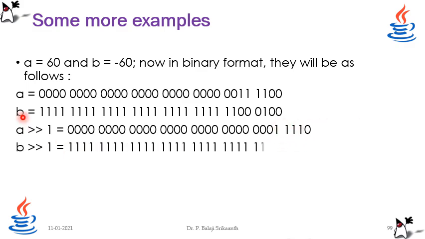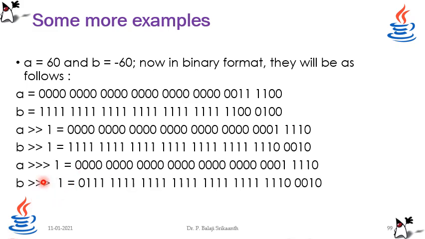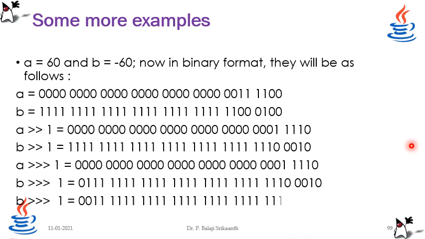Again, when I shift B, see here, this 0 is discarded. That's why we are getting it like this. When I shift A once to the right with triple shift, it keeps on pumping zeros here. See here, in the case of double shift, since it is 1, you start pumping in ones from the left end, whereas in the triple shift, it is pumping only zeros, irrespective of whether it is a 1 or a 0. This is shifting another time.